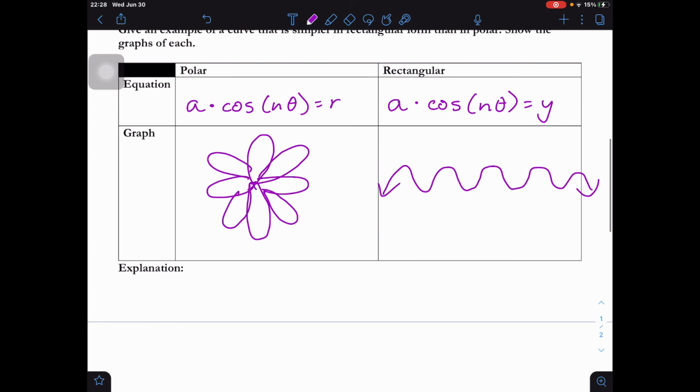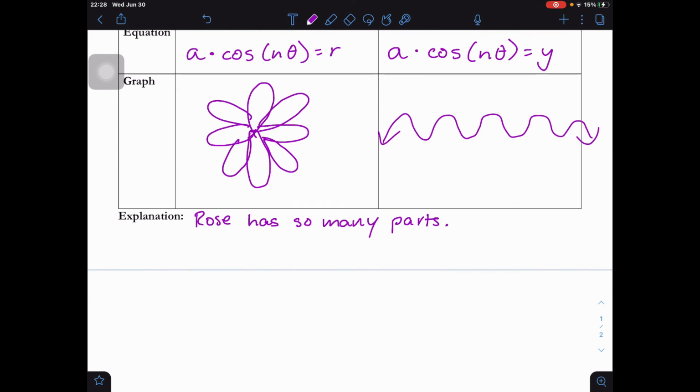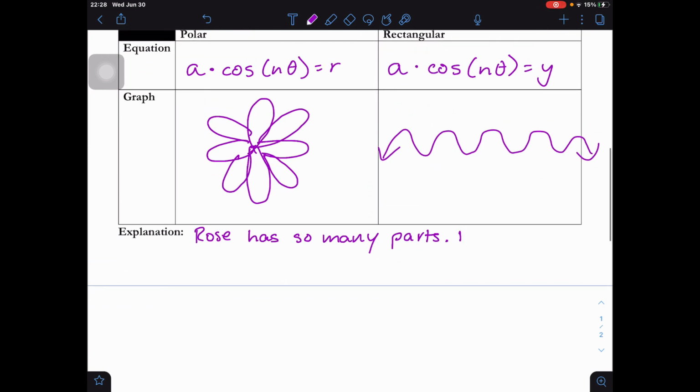And the reason why I feel like this one is simpler than the polar one is because the rose has so many parts. And then the rectangular form is the same thing forever. And that's it.